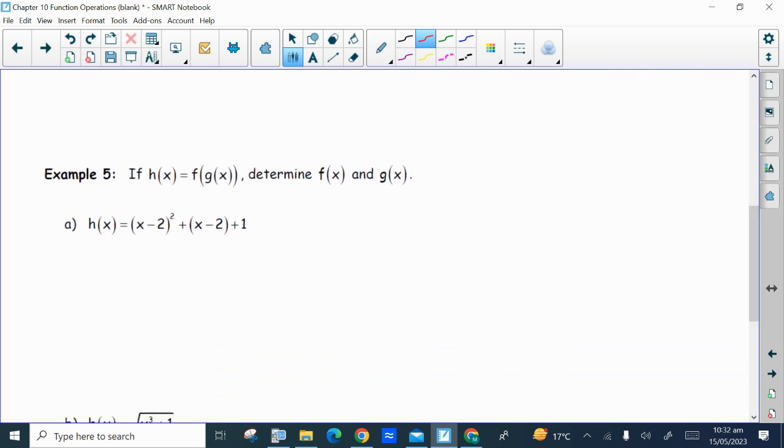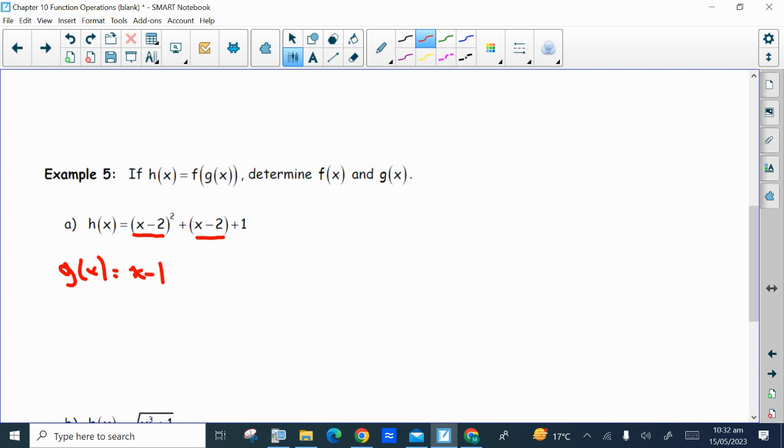Number 5 says, if h at x is f at g at x, then determine f at x and g at x. And maybe determine isn't the right word there, because there's really not any work that you can show to get this. It's more or less just done by inspection. If you look at h, which is composed of f at g at x, that means g is embedded into f. And if you look at what h is, there are two terms that involve the x minus 2. So we could say that g at x equals x minus 2.